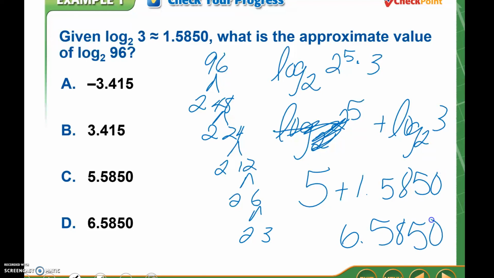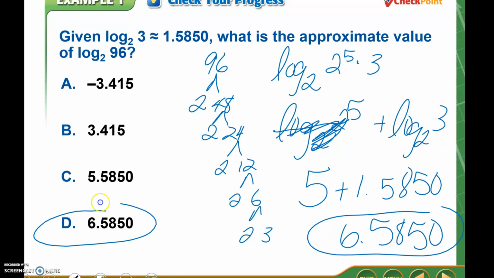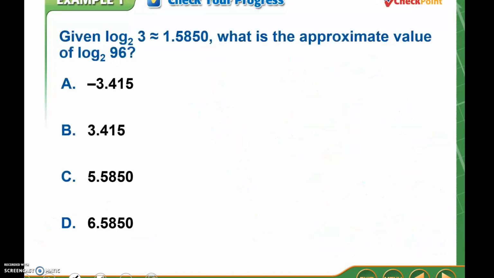So I get 6.5850 as my answer. If you understand that concept, anytime I see multiplication in logs, I'm going to change it to addition, and anytime I see addition in logs, I can change it to multiplication. That helps us with solving them.